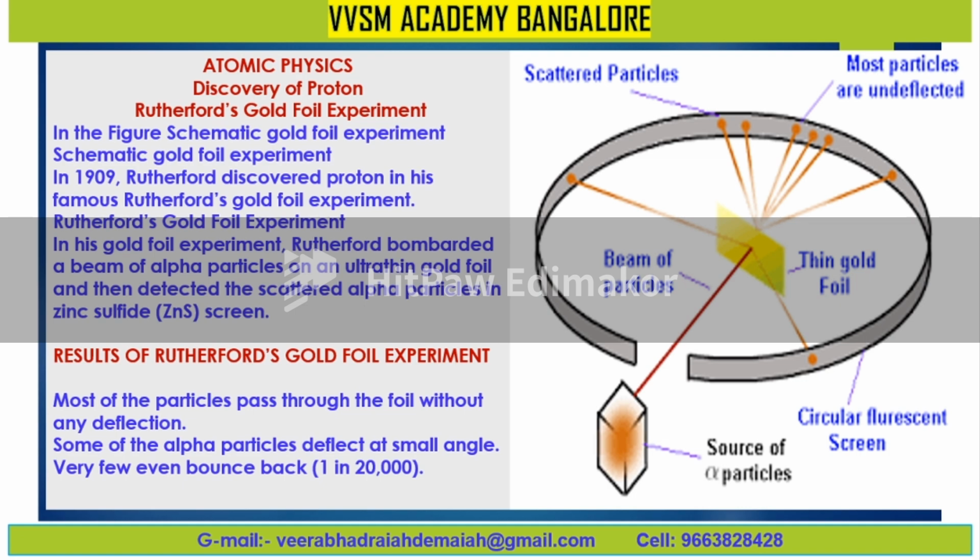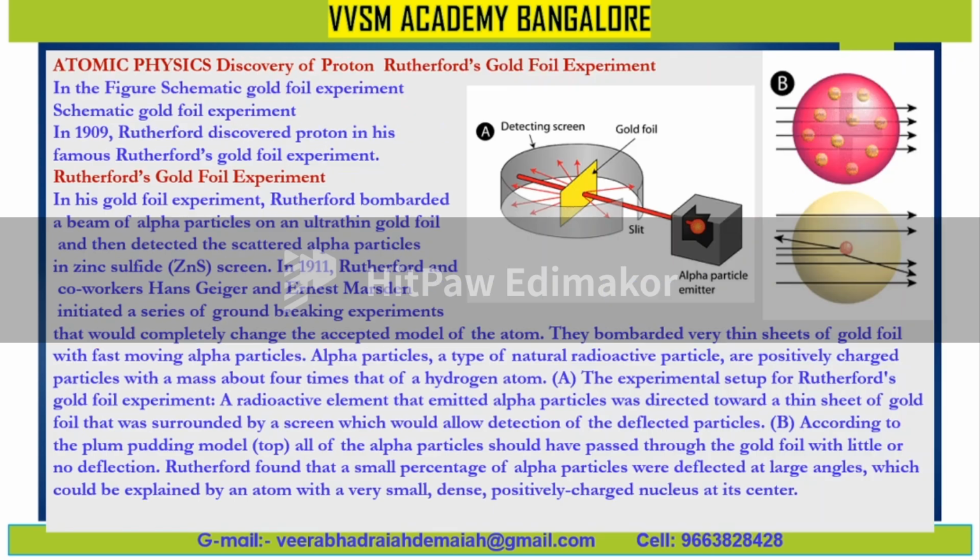Most of the particles pass through the foil without any deflection. Some of the alpha particles deflect at a small angle. Very few even bounce back, 1 in 20,000. This is the famous Gold Foil experiment of Rutherford's. In atomic physics, the important thing, the detecting screen, is observed here in the Gold Foil experiment.